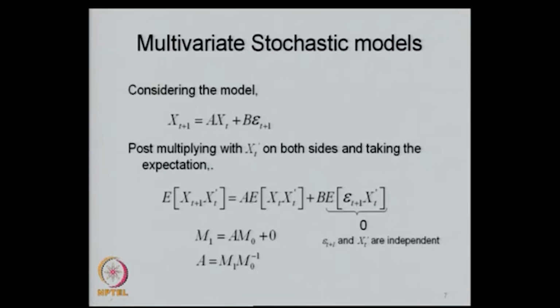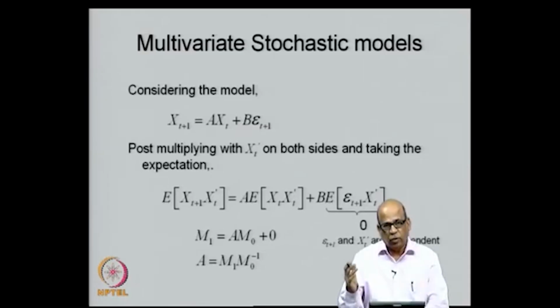Why? The expected value of two random variables x and y, if they are independent, will be equal to the expected value of x times the expected value of y. The expected value of one of the random variables is 0, because we said epsilon t plus 1 is N(0, 1), and therefore its expected value is 0, and therefore this expectation becomes 0. So, the second term vanishes here.